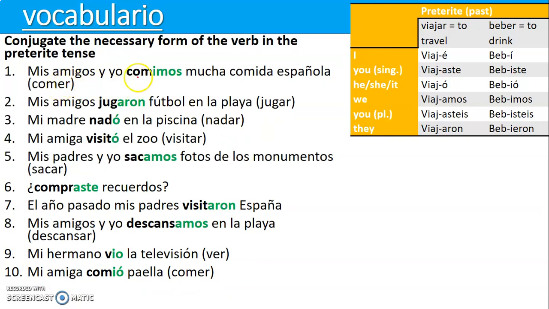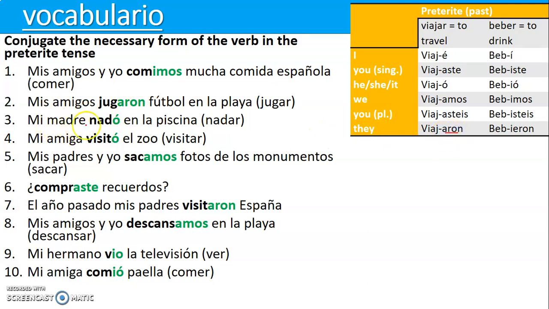And then mis amigos y yo comimos. Because it's my friends and I, so it's we ate a lot of Spanish food. Mis amigos is they, because it's plural. My friends are nice, they are nice. Jugaron, so it's this one here.